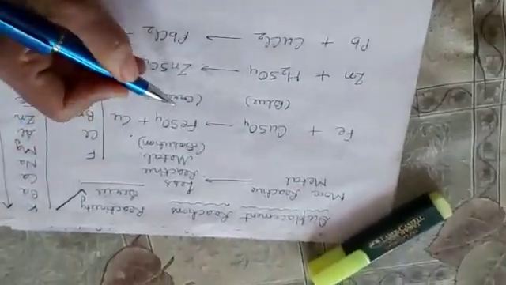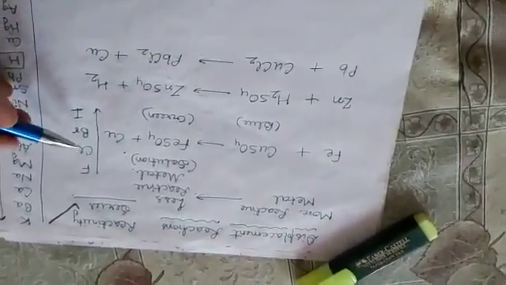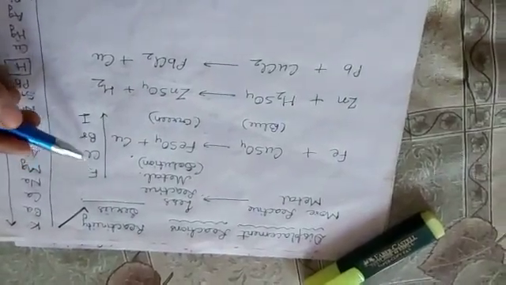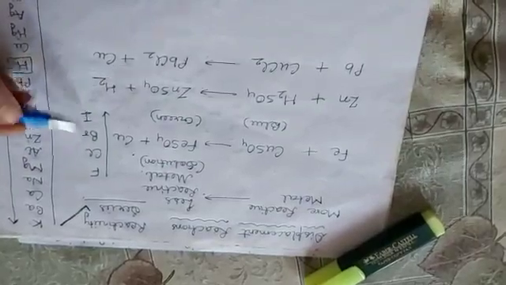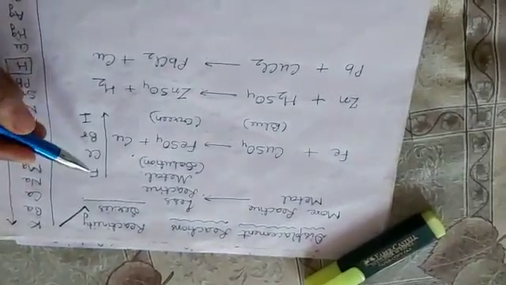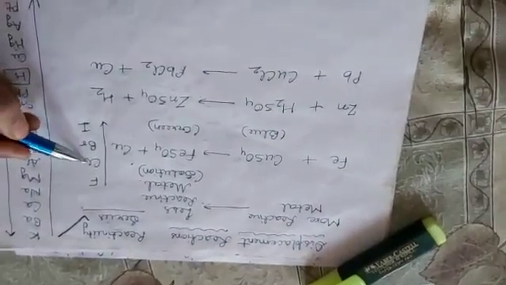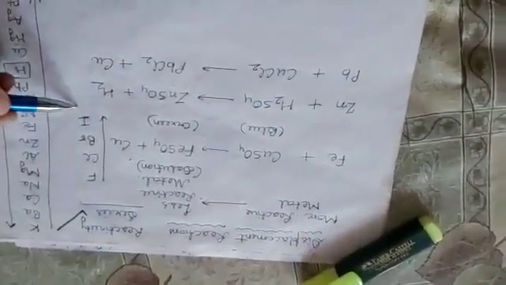Now move on to the examples. I have also shown a list of non-metals, like the halogens: fluorine, chlorine, bromine, and iodine. They are also arranged in decreasing order, so fluorine can displace chlorine from its salt solution, or chlorine can displace bromine from its salt solution, and so on.